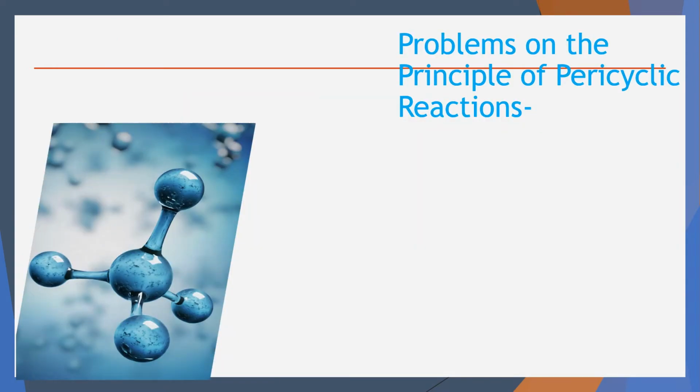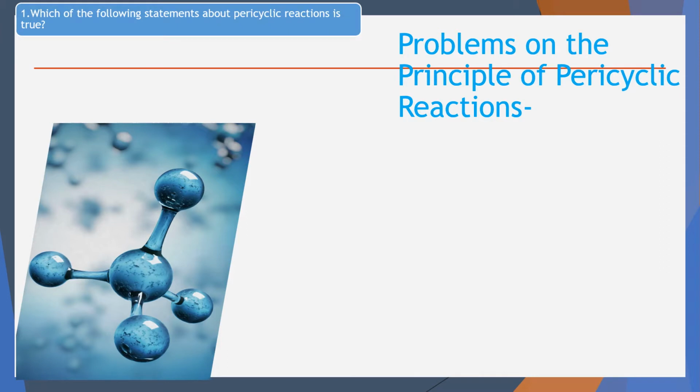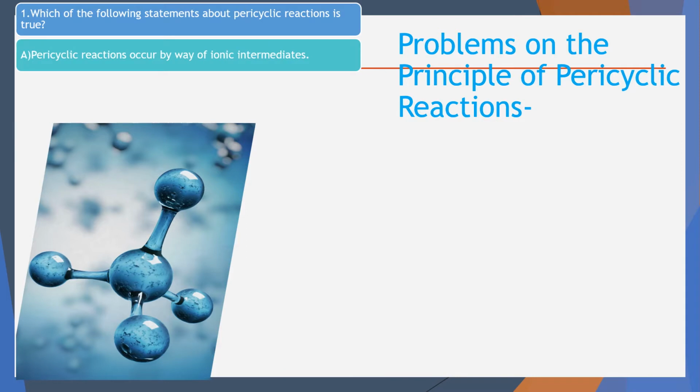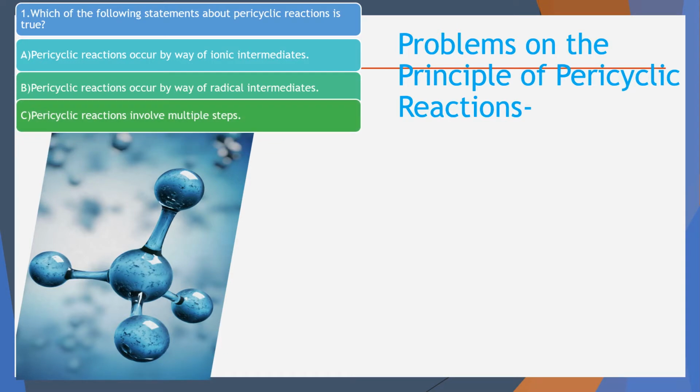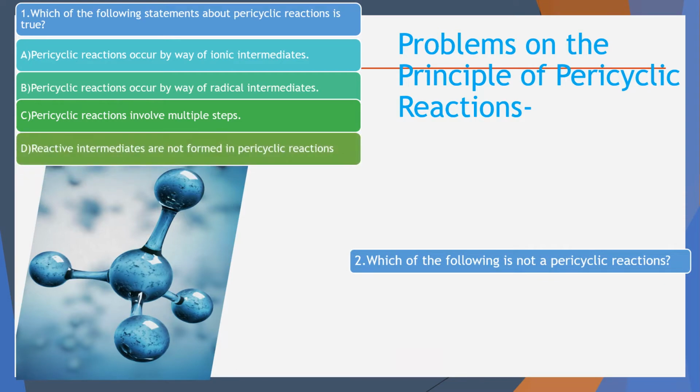So here are some problems on principles of pericyclic reactions. Problem 1. Which of the following statements is true for pericyclic reactions? A. Pericyclic reactions occur by way of ionic intermediates. B. Pericyclic reactions occur by way of radical intermediates. C. Pericyclic reactions involve multiple steps. D. Reactive intermediates are not formed in pericyclic reactions.